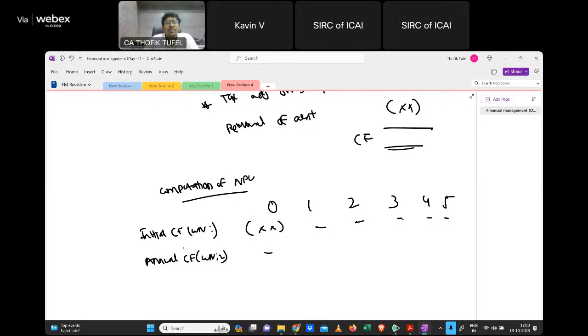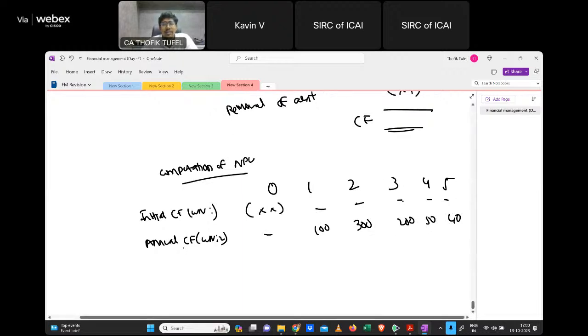Suppose the annual cash flows are 100, 300, 200, 50, 40. These are the annual cash flows. And if there are any other adjustments, like balance sheet items, suppose they have taken any loan, it will also come here. But usually very rare problems are there. In one problem, they took a loan and paid back in installments. Interest payments will be there. All this, either you do under the working note of annual cash flows or under the working note of NPV.